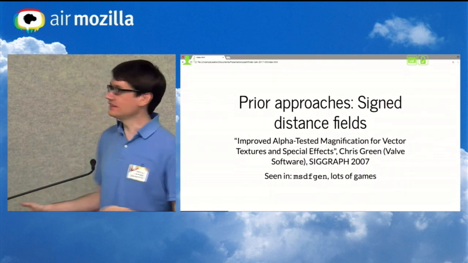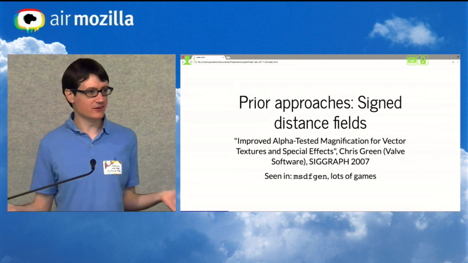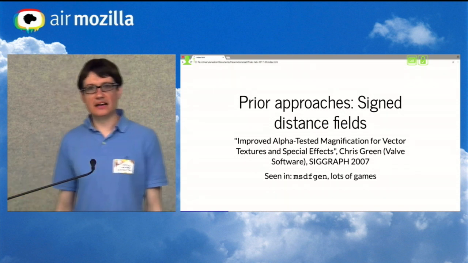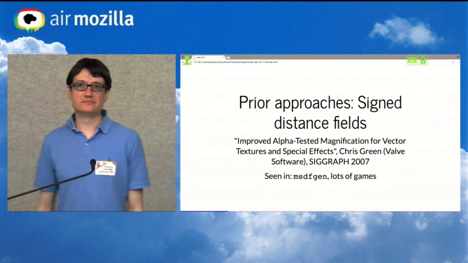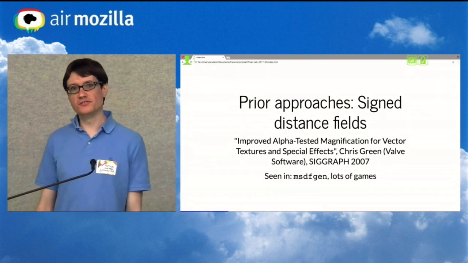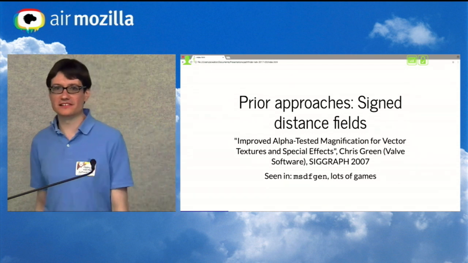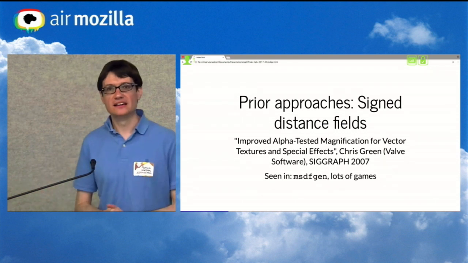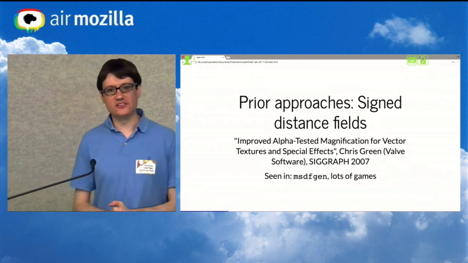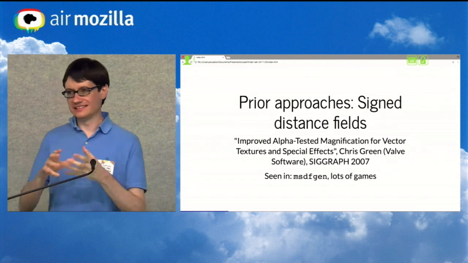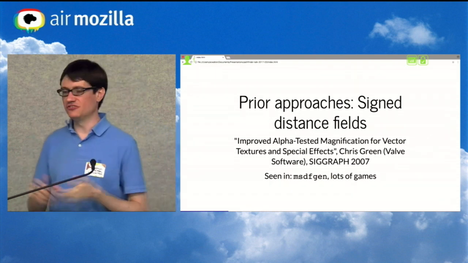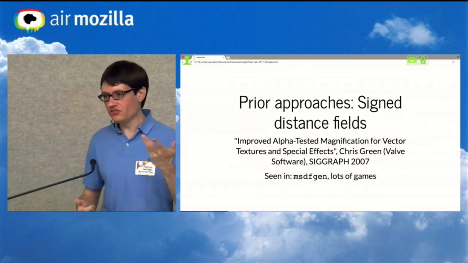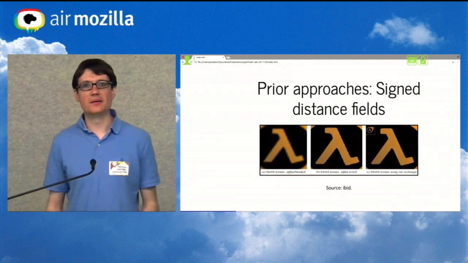So one of the popular ones here is something called signed distance fields. Has anyone heard of them? Okay, a few people. The seminal paper on this is something called Improved Alpha-Tested Magnification for Vector Textures and Special Effects. It's SIGGRAPH, from Valve, and has a lot of screenshots of Team Fortress 2 in it. It's pretty cool. They used it for vectors, basically scaling up textures, text that appeared on walls and stuff. So you see this in games. It started in the games industry.